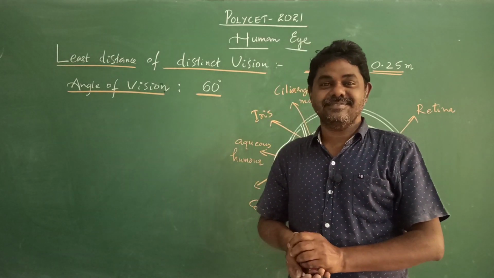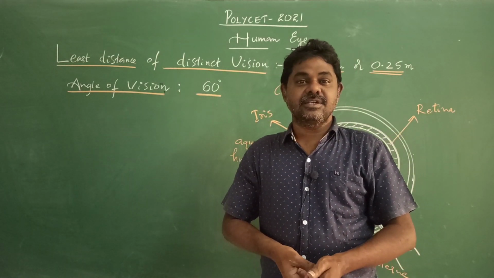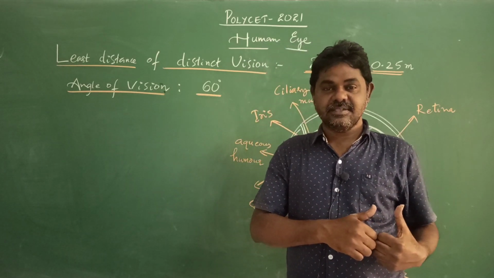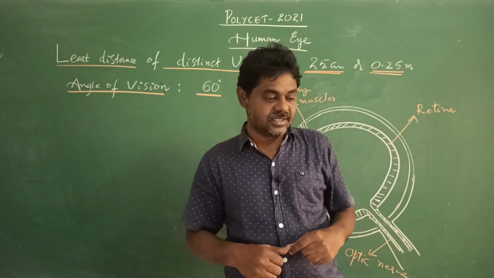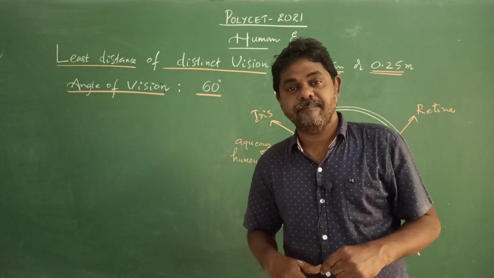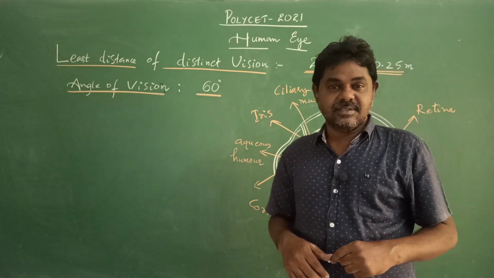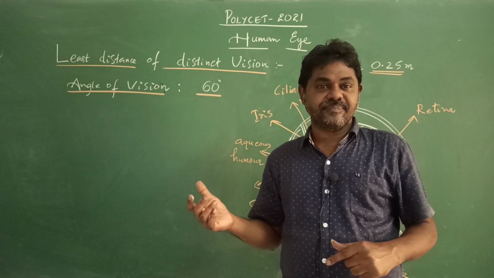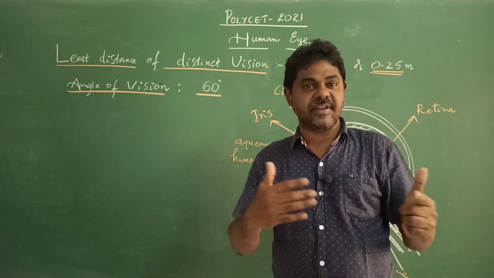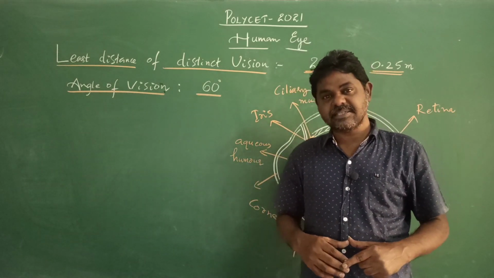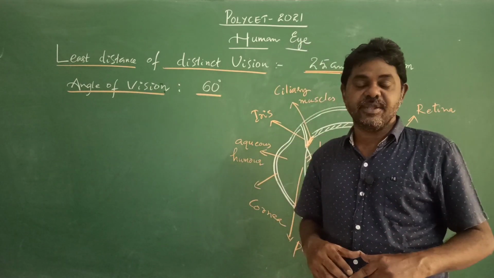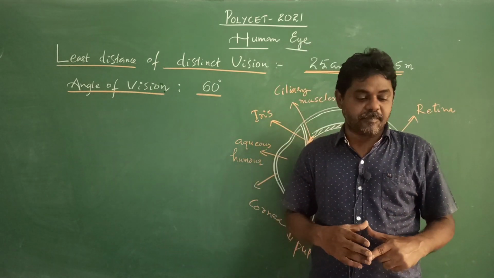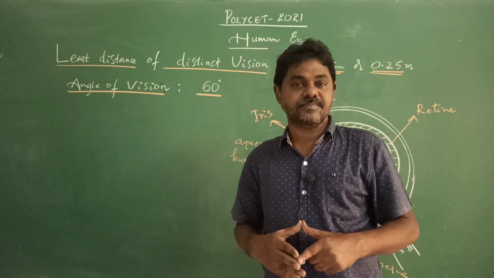Hello children, welcome back. In the last class we discussed reflection at curved surface and even refraction at curved surface. Most of the students are asking related to human eye, but some of the concepts are required to explain human eye. The basics of reflection of light at curved surface and refraction of light at curved surface are required. Some basic points are required to understand the concept of human eye and defects of vision. So this is also a very important concept from the examination point of view.